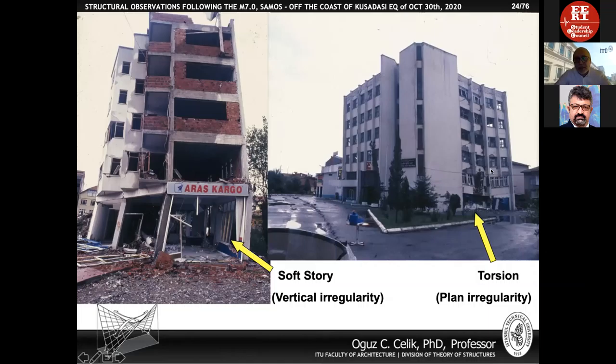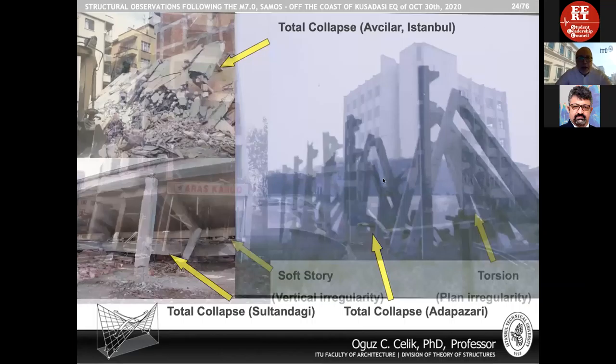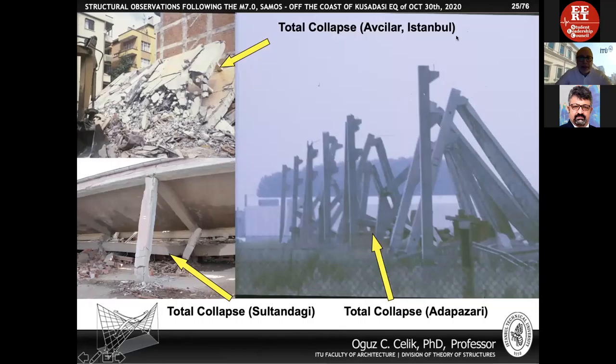Also, this is an example of a short or captive column. You see the high stiffness results in higher seismic or cyclic shear forces, and that force is not carried by this column member here. This is an example from a school building, okay? So this is a nice example of a soft story from the Adapazarı area from the 1999 earthquake.